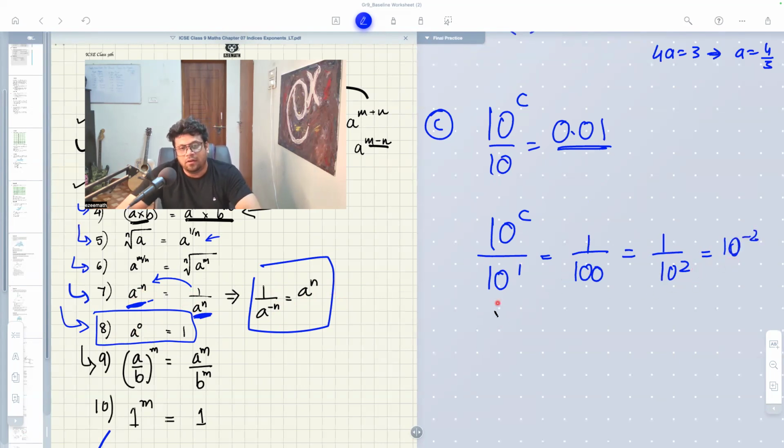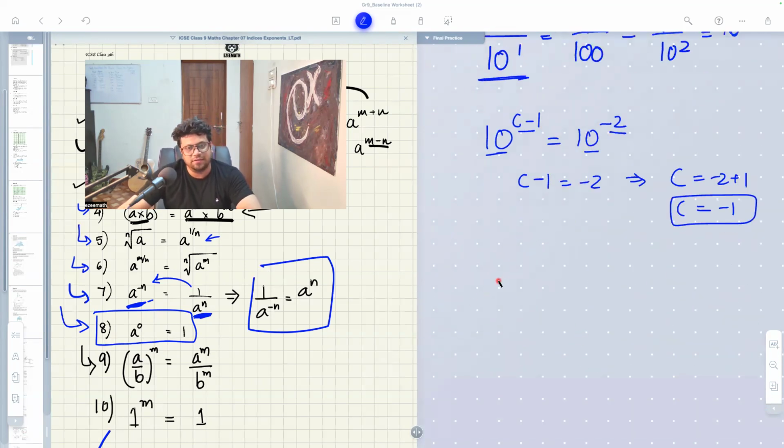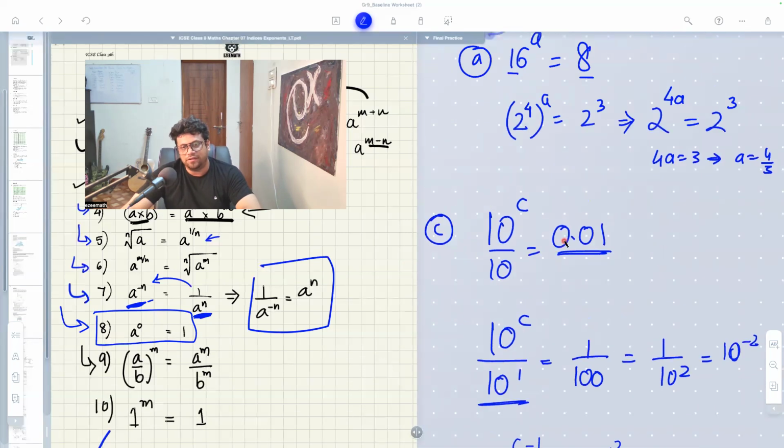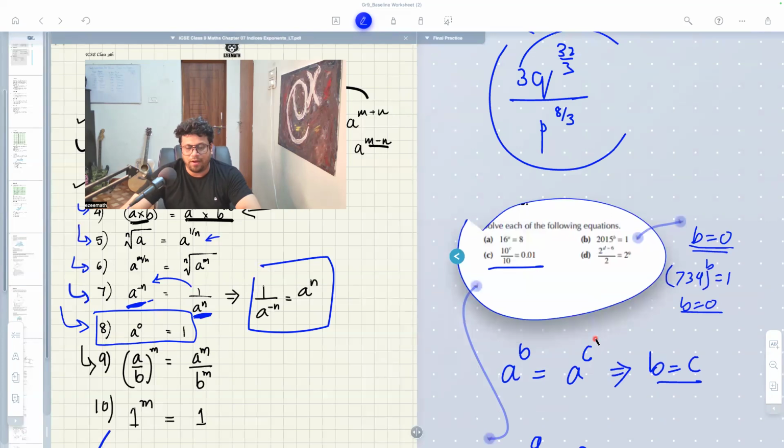On the left, you have 10 to the power of c minus 1. And that should be equal to negative 2. c minus 1 is minus 2. This and this can only be equal if c minus 1 is minus 2. c comes out to be minus 2 plus 1. That's minus 1. That's it. c is minus 1. That's your answer for this one. 0.01 is 1 by 100. Remember. Okay, now we go do the part D.